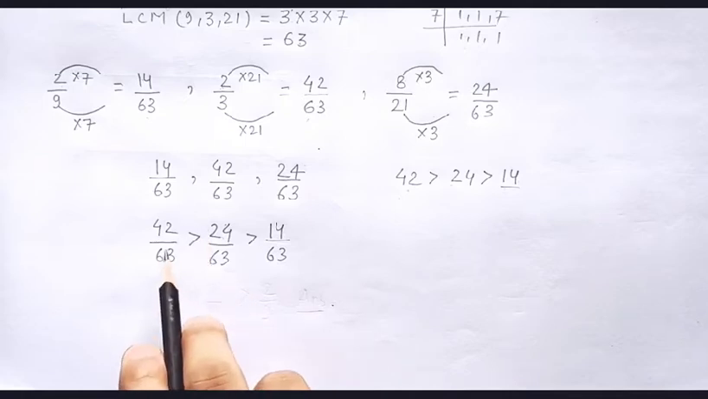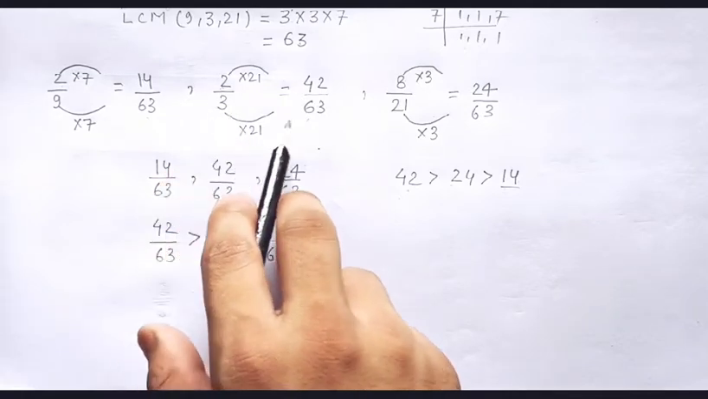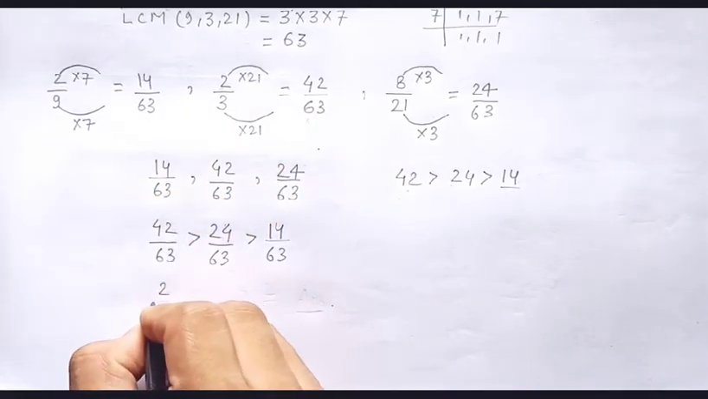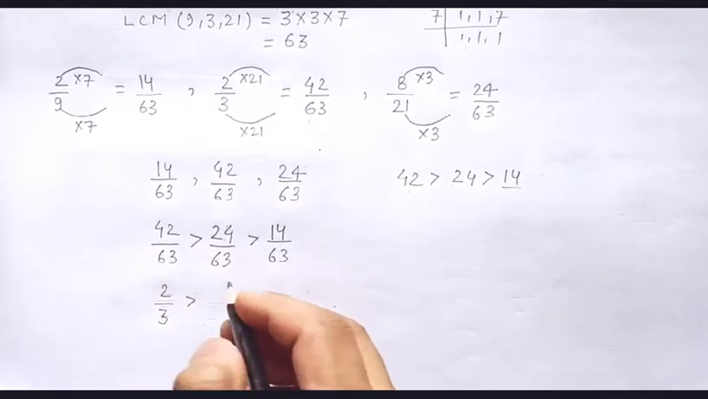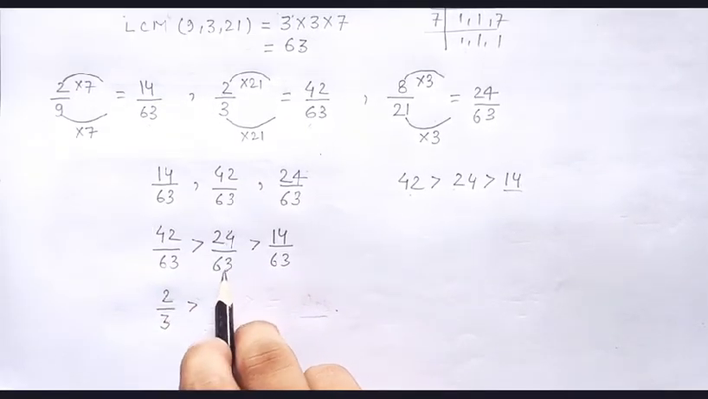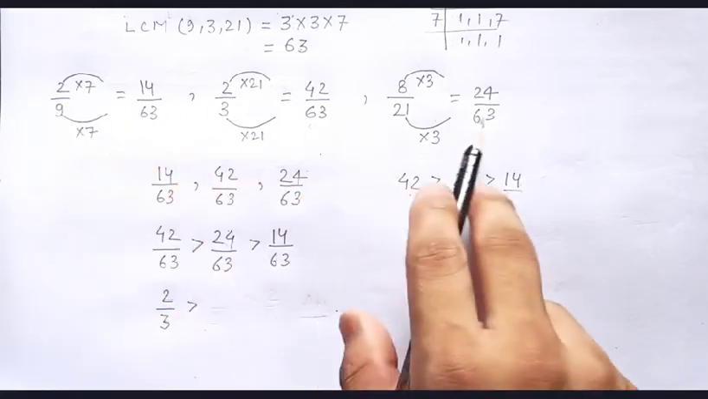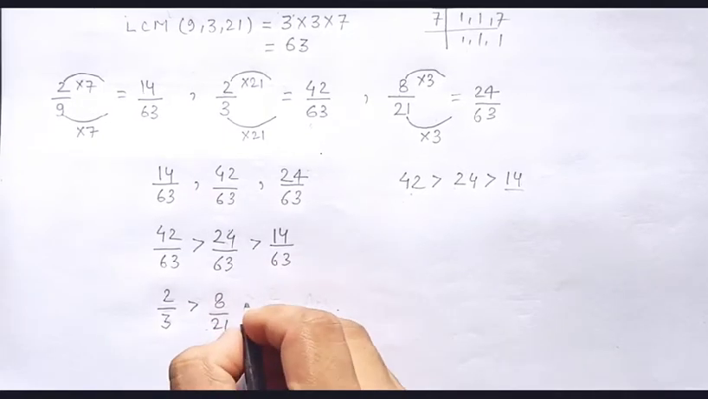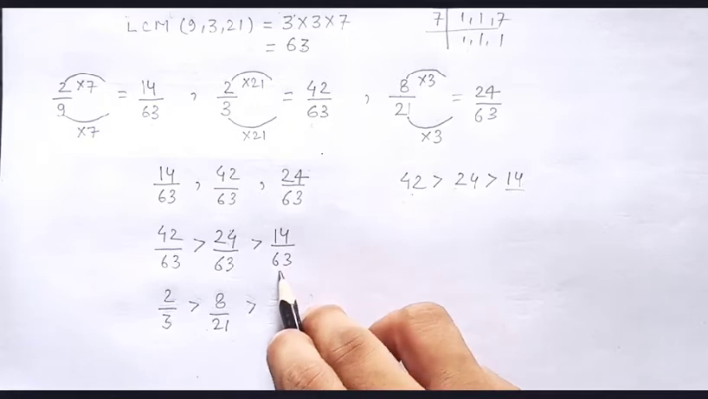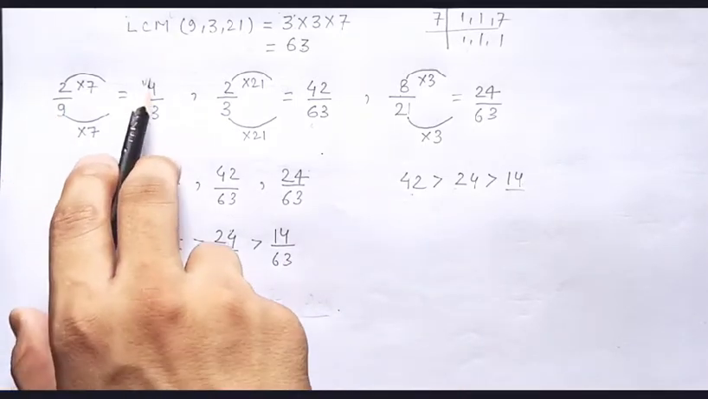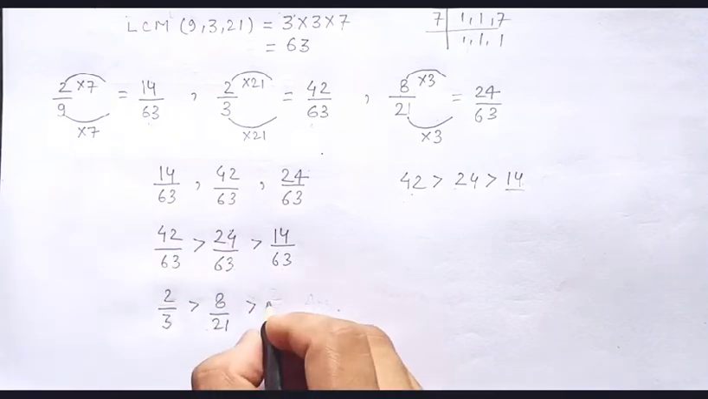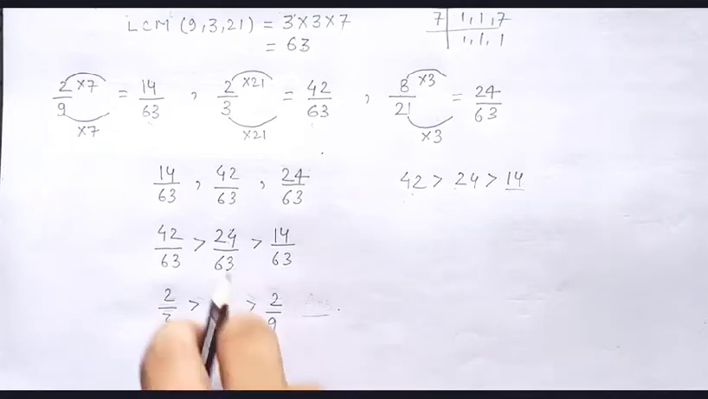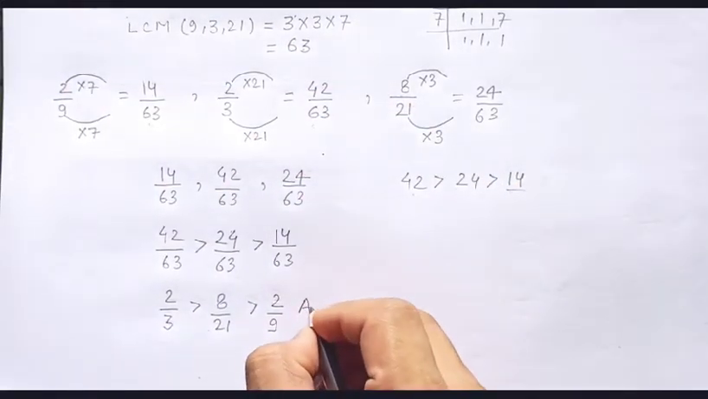So the fraction corresponding to 42 by 63 is 2 by 3, because 42 by 63 is an equivalent fraction of 2 by 3. So we can write 2 by 3 is the greatest fraction. Then second comes 24 by 63, and 24 by 63 is equivalent to 8 by 21. So our second fraction is 8 by 21, and the smallest fraction is 14 by 63, that is 2 by 9, because 14 by 63 is equivalent to 2 by 9. So this is the correct descending order of the given fractions. So this is our required answer.